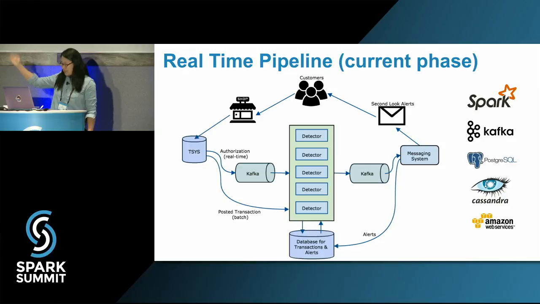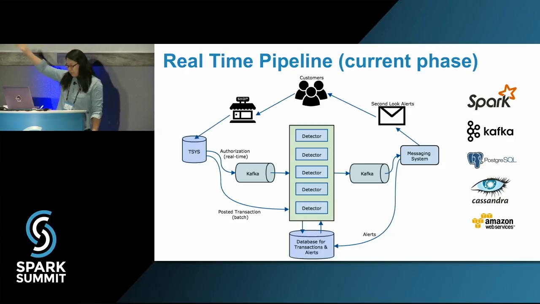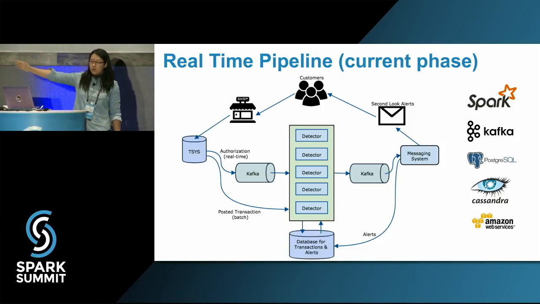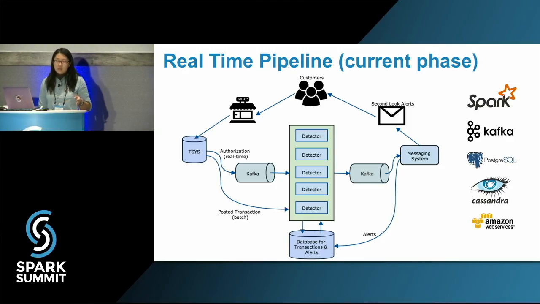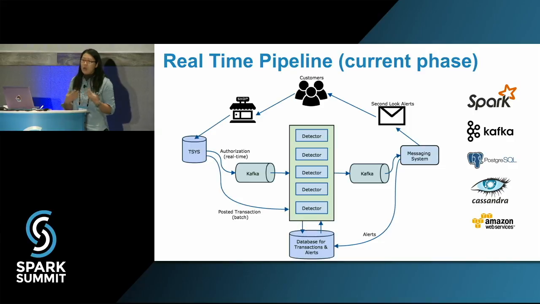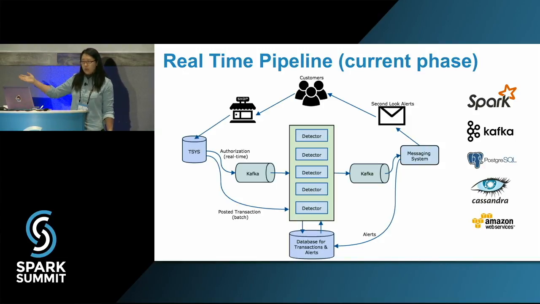This is a simplified architecture of our real-time pipeline. Everything begins from the customer. Customers shop at the merchant, and then the transaction will go to a system called TSYS, which is Total System. That's the transaction hub for almost a majority of the credit card transactions. And TSYS, as a third-party vendor, will send our transactions back into our system. They are sending authorizations and posted transactions. The authorization is coming in real time, and the posted transaction is coming in a batch load.